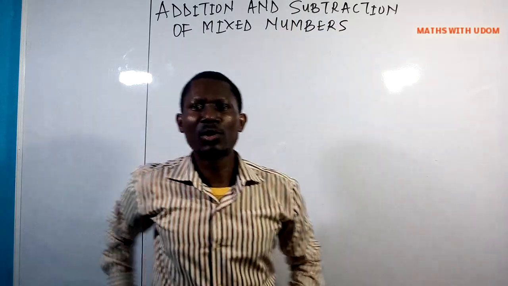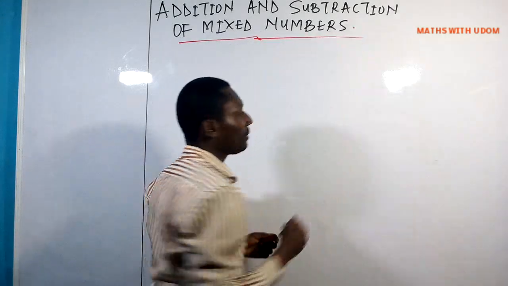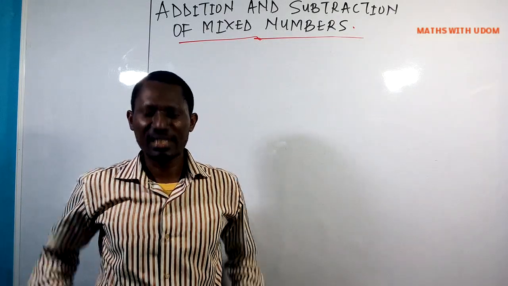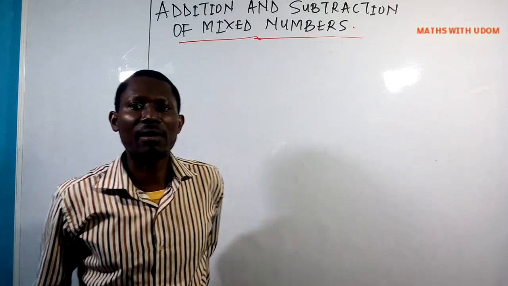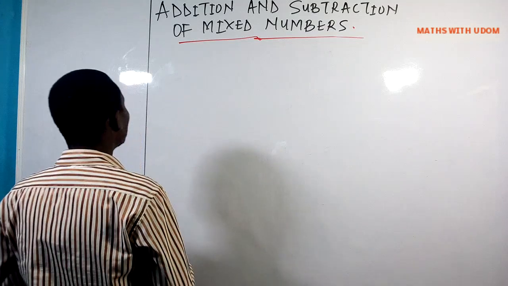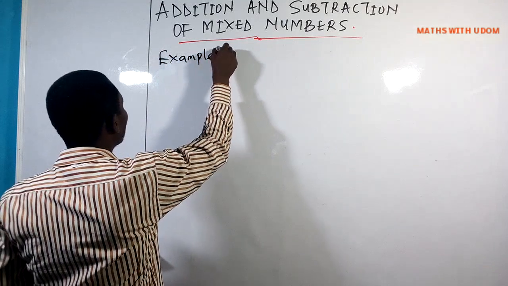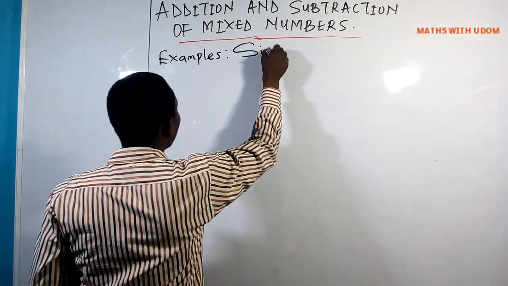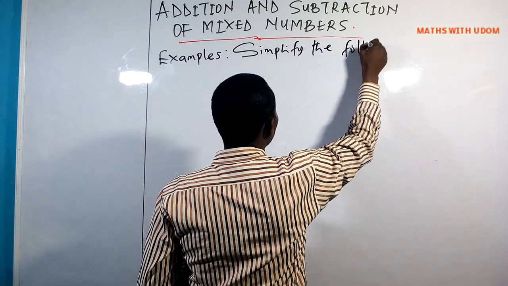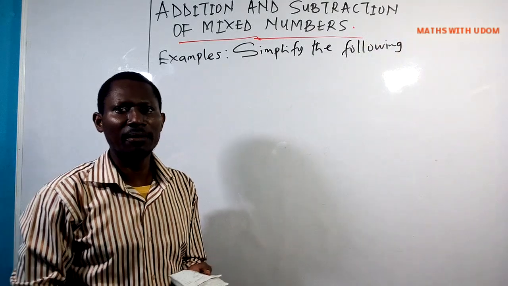Okay, so addition and subtraction of mixed numbers. We are going to start with our examples so that we can understand the topic properly. So let's have our examples. Example, simplify the following. Okay, let's simplify the following fractions. Is that okay?